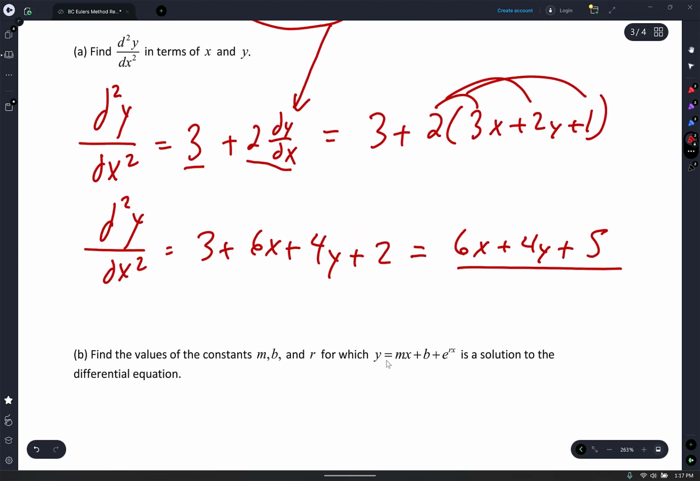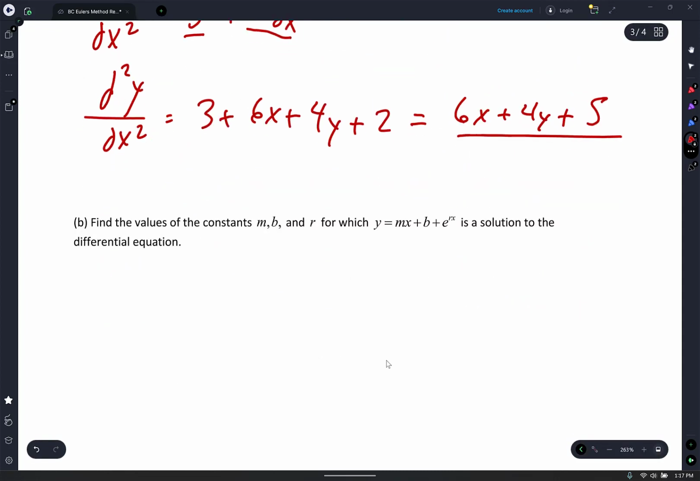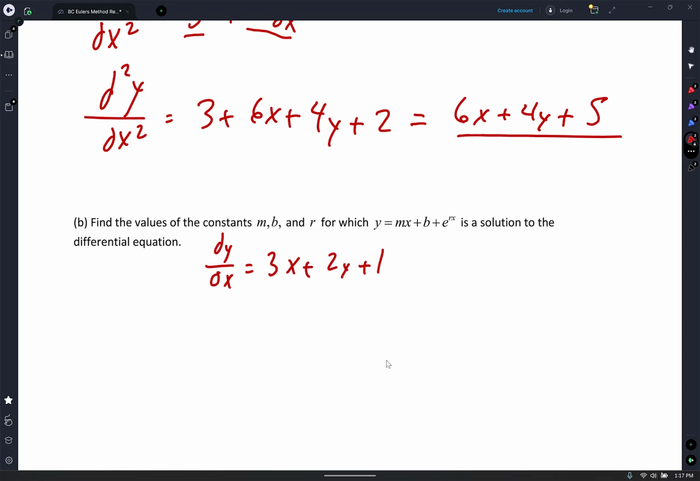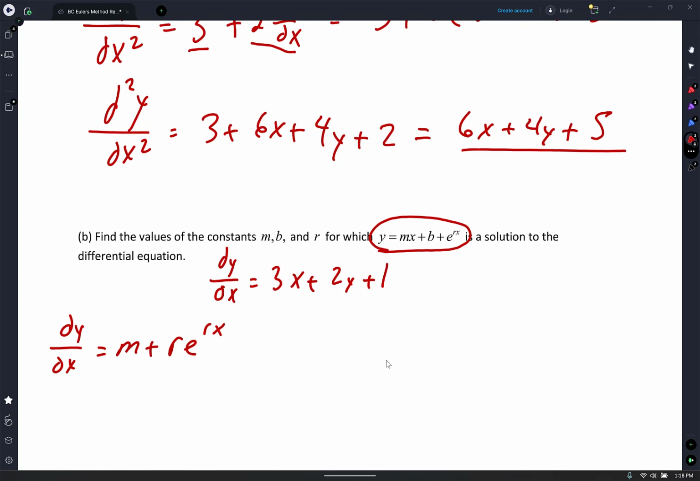Okay, here's what I would do. You see this dy dx? I'm going to write it here somewhere. dy dx equals, what was it, 3x plus 2y plus 1? And then I see, let's find the values of the constants m, b, and r for which y equals the solution to the differential equation. Well, if I want it to be a solution, that means dy dx equals m plus r e to the rx. Does that make sense to you guys? It's a constant.